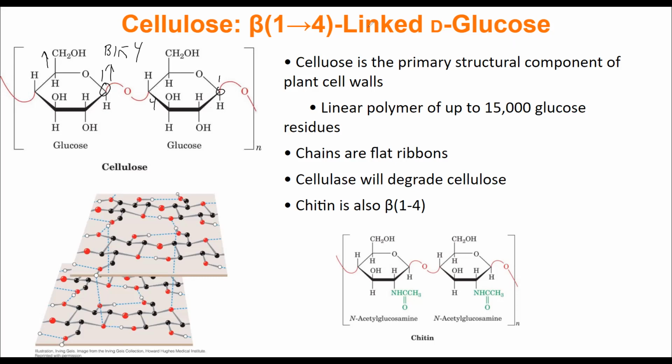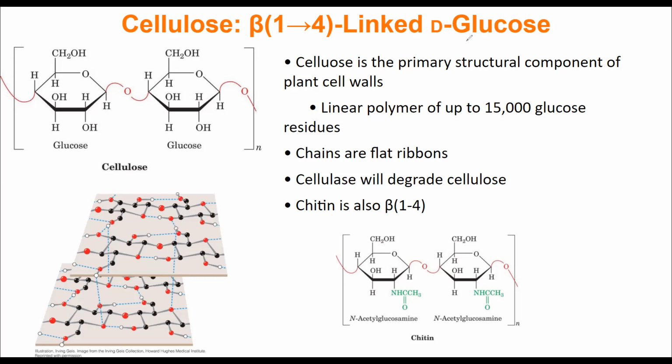And beta 1,4, we cannot break down. We do not have the enzymes for that. Termites, cows, they do have bacteria in their guts that have the enzymes to break that down. Humans don't. It'd be a lot easier if we could, but we can't. And so for the cellulose, as I have here on the slide, you've got roughly 15,000 glucoses in one line.